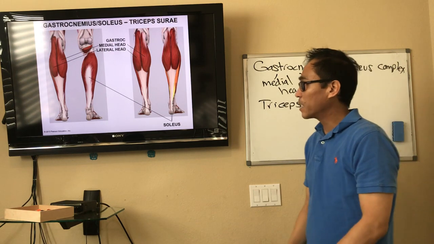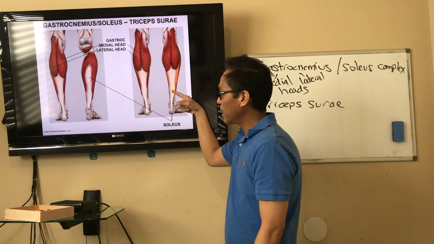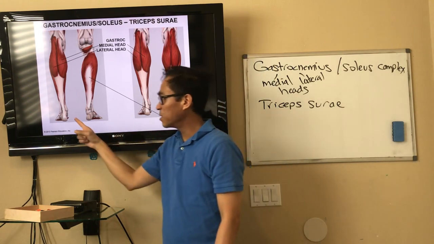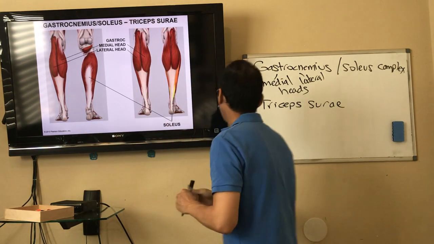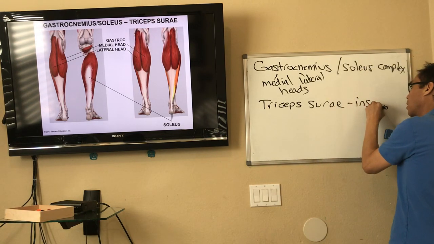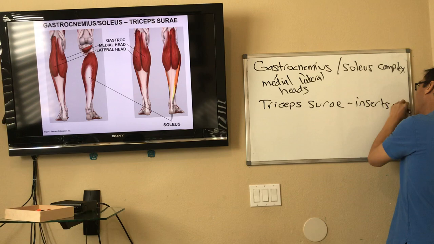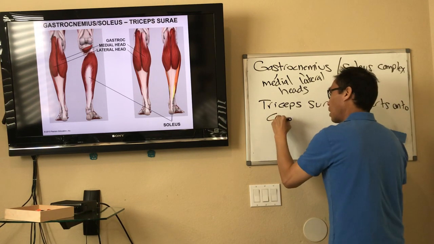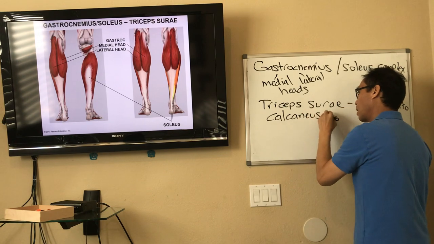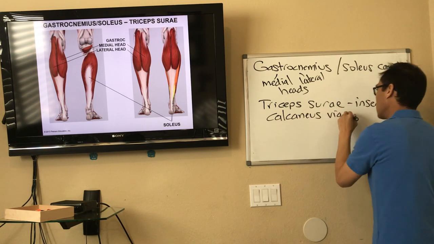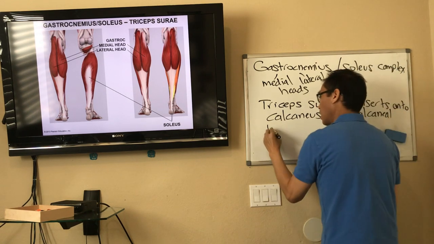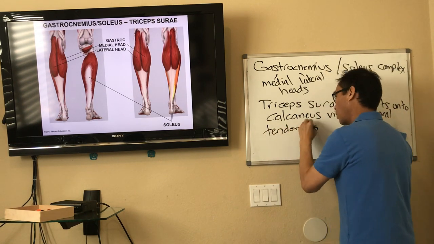They insert using this big tendon called the calcaneal tendon or Achilles tendon. It's one of the other named tendons I would want you to know. So the triceps surae inserts onto the calcaneus via the calcaneal tendon or Achilles tendon.